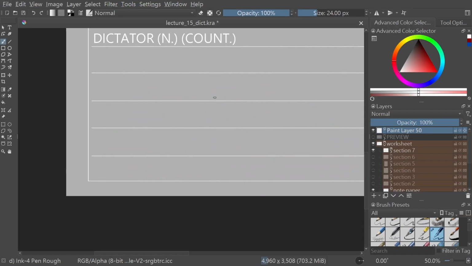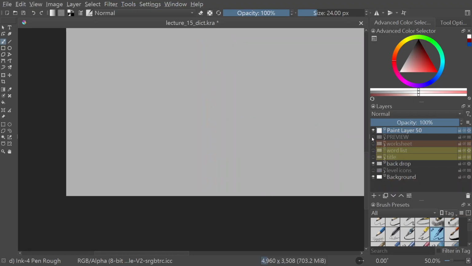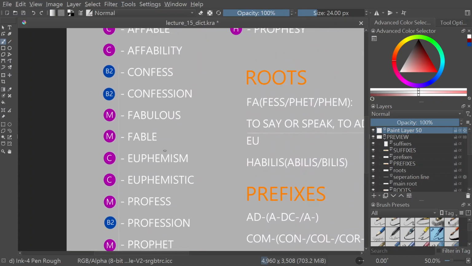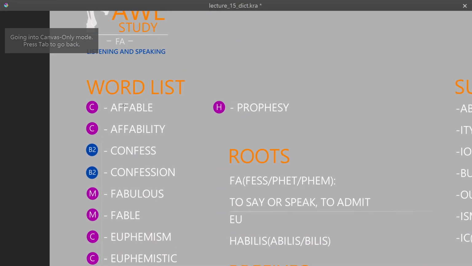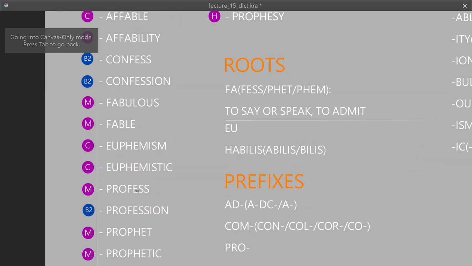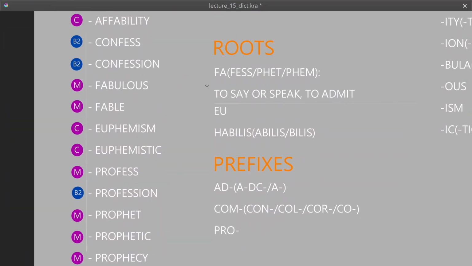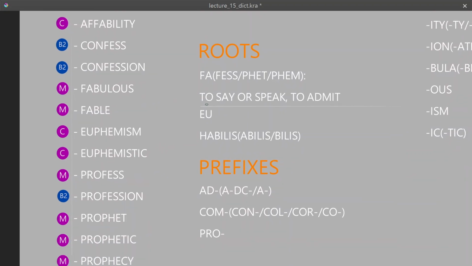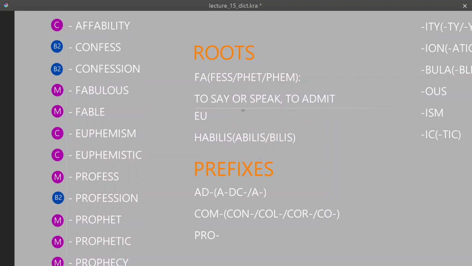Alright. So in the next section, we are going to study some words that share a root and its variants that fit, meaning to say or speak or to admit. Alright, let's move on.